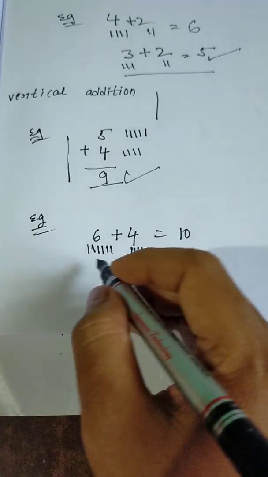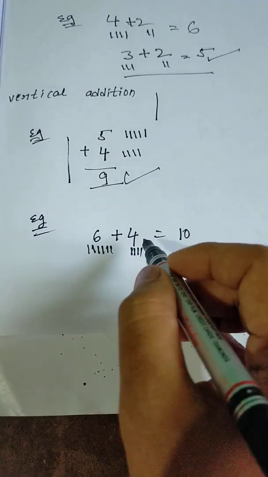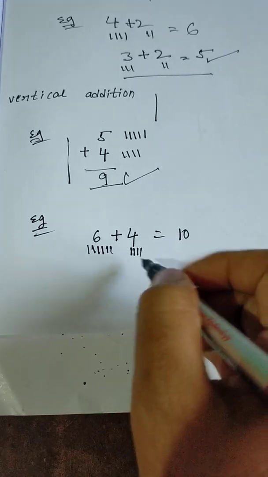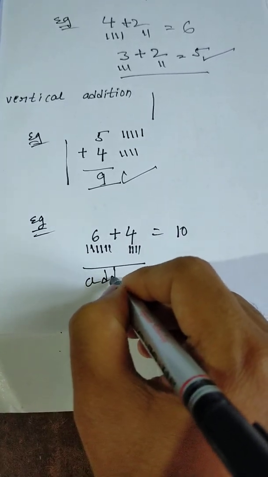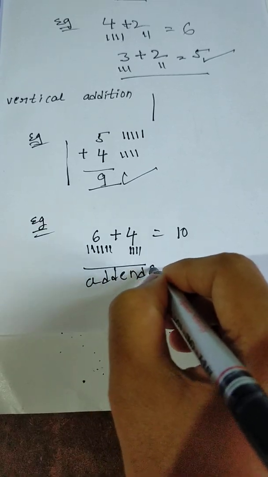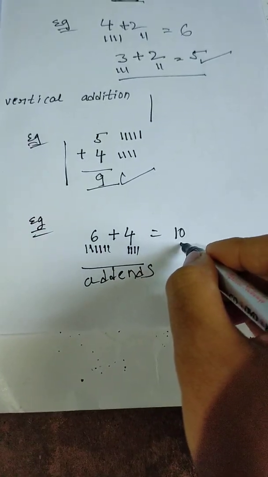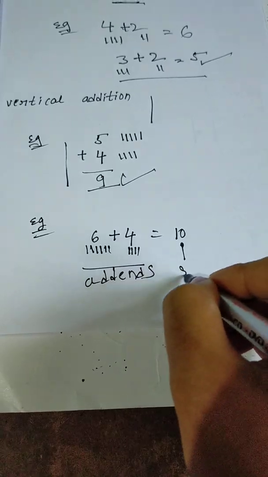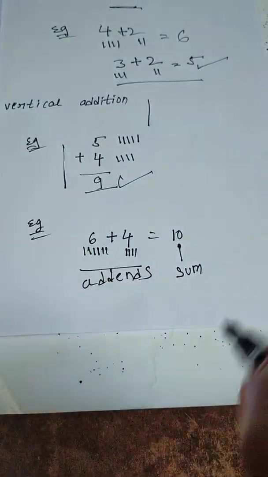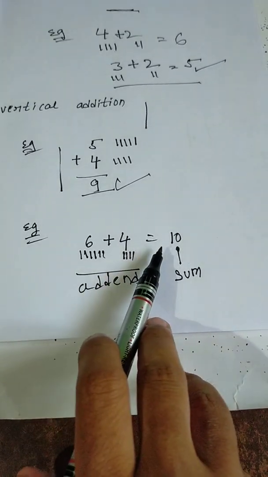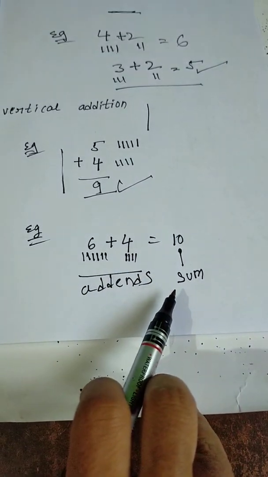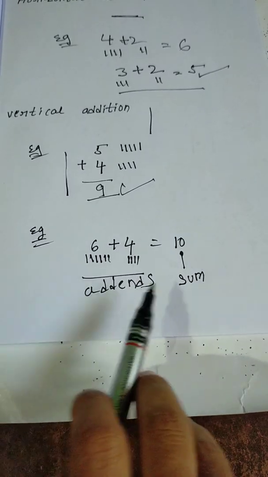Total 10. So the numbers 6 and 4 are called addends. What is that called? Addends. And the answer is called sum. S-U-M. Sum. Adding numbers are called addends and the answer is called the sum in addition.